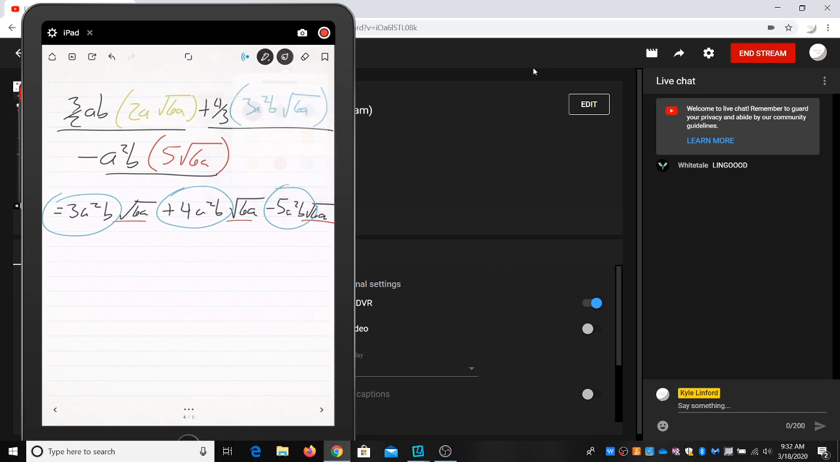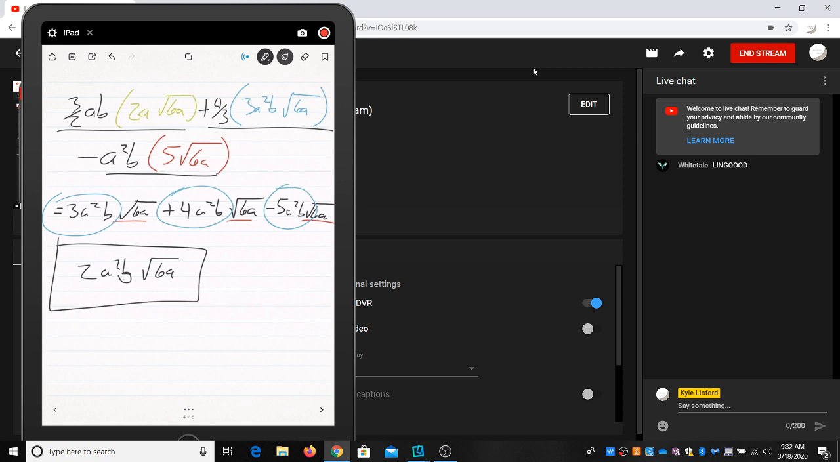A couple of the problems were a bit tricky because some of them you actually couldn't simplify. So let's see here, 4 and 3 is 7. 7 minus 5 is 2, a squared b, and the square root of 6a. That's a terrible b, but you get the point. All right, so this is going to be the final answer. This is how it breaks down.